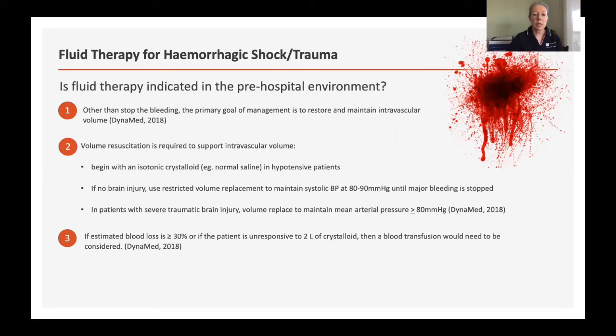According to DynaMed, which is a cutting-edge clinical decision support tool, recommendations are to begin with an isotonic crystalloid such as normal saline in hypotensive patients. If there is no brain injury, replace volume to maintain BP at 80 to 90 until bleeding can be stopped. If there is severe traumatic brain injury, replace to maintain a mean arterial pressure of at least 80. If the blood loss is more significant or the patient is unresponsive to crystalloid, then a blood transfusion would need to be considered.